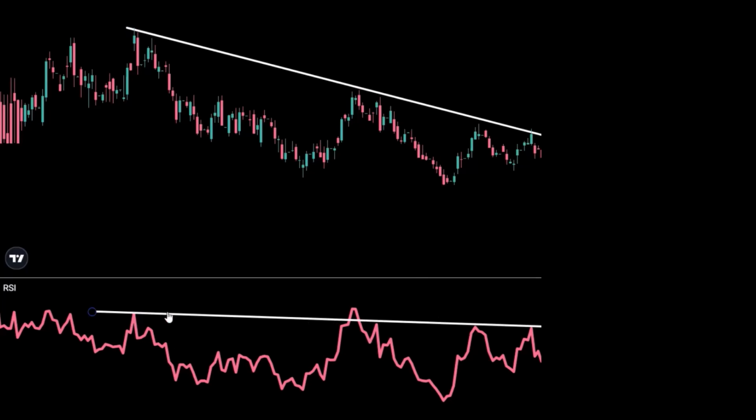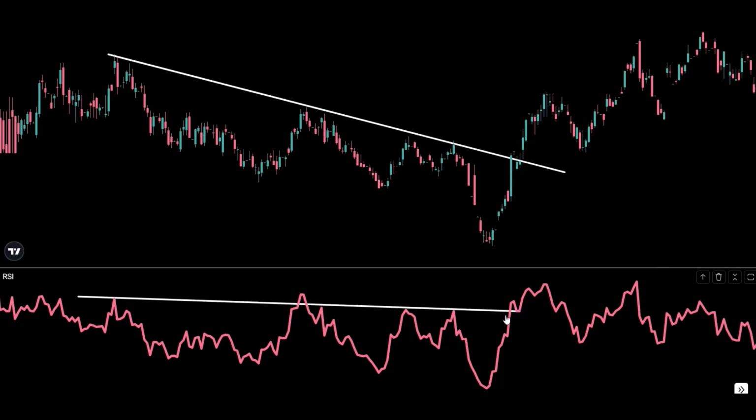If you connect the falling highs of the RSI, you can draw a descending trend line that represents bearish momentum. As long as the RSI continues to respect this line, sellers remain in control of the market. But eventually, the RSI breaks above this descending trend line. This break signals that bearish momentum is starting to weaken.